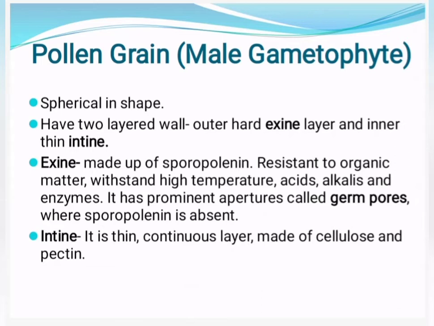Exine has a prominent aperture called germ pore where the sporopollenin is absent. So pollen grains can also be preserved as fossils because of having the sporopollenin, because it cannot be degraded by any kind of enzymes, temperature or strong acid. So it's very easy to preserve pollen grains as fossils because of sporopollenin. The inner wall of pollen grain is called the intine. It is thin and made up of cellulose and pectin. The cytoplasm of pollen grain is surrounded by a plasma membrane.